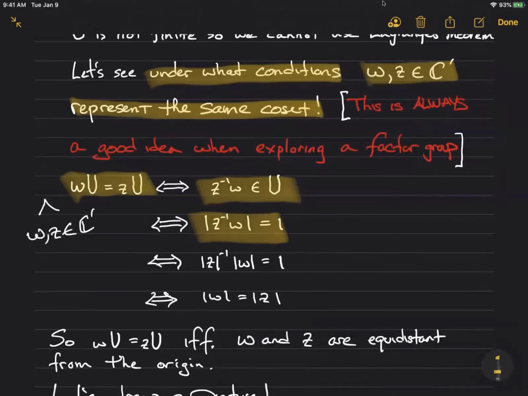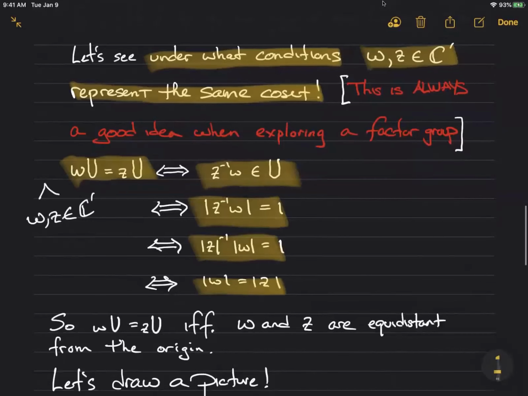Okay, and by properties of absolute value, I can rewrite that. And that's kind of a condition I can finally understand. Z and W represent the same coset when they're the same distance away from the origin. They're equidistant from the origin. They lie on the same circle.